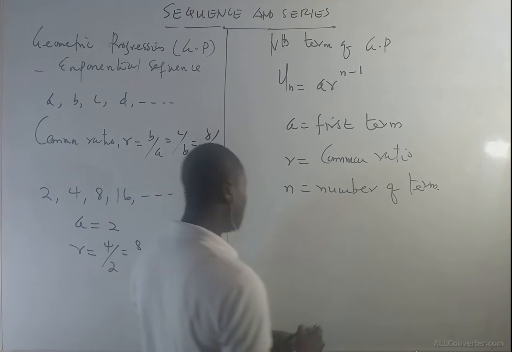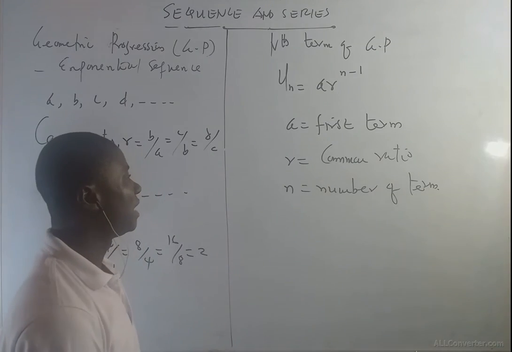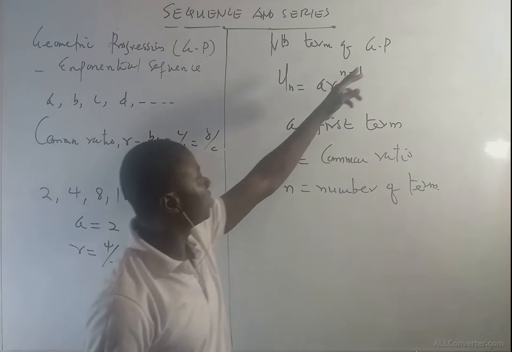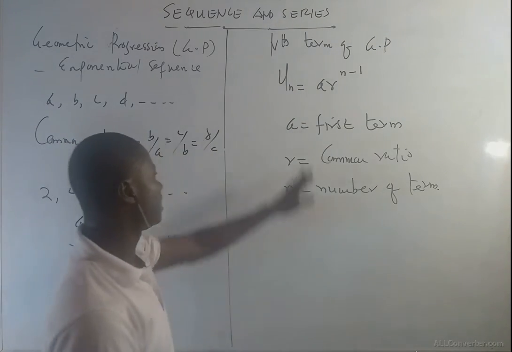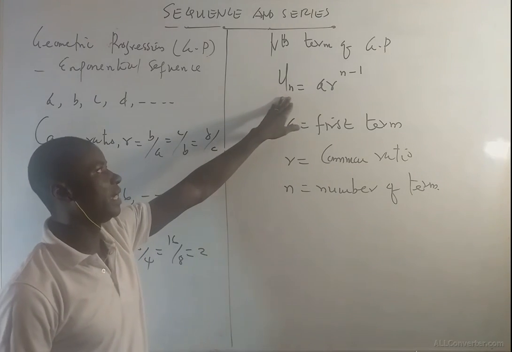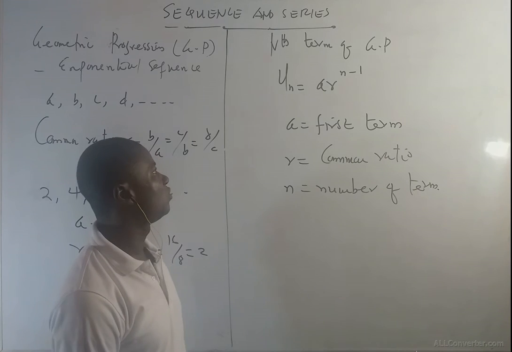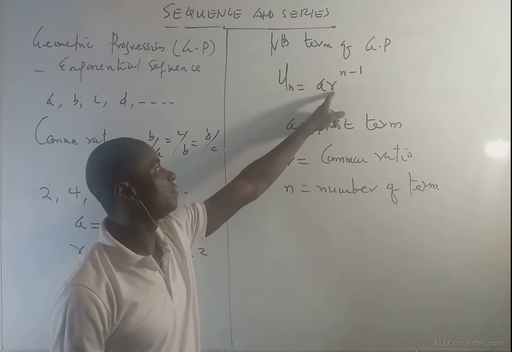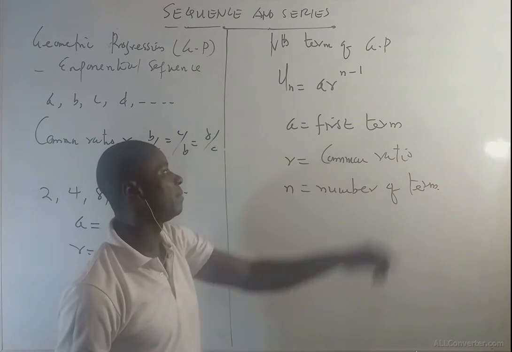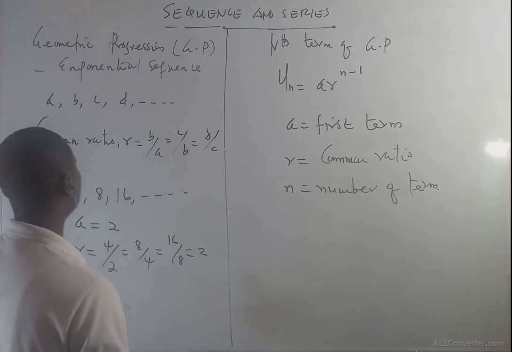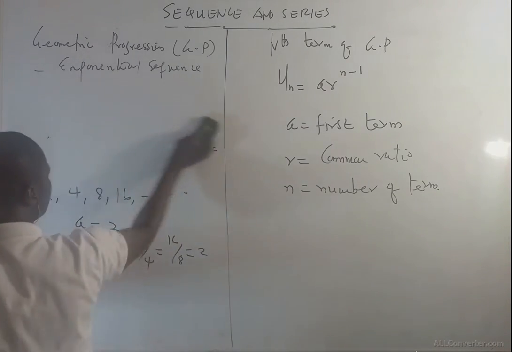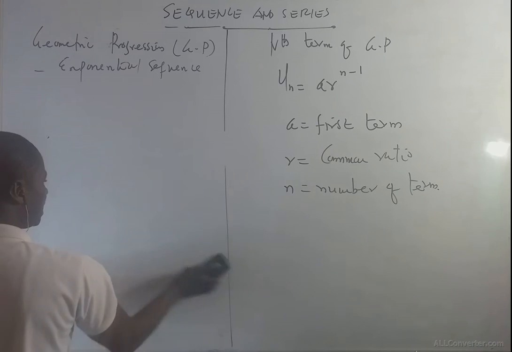So this is the nth term of a geometric progression or the exponential sequence. This is the formula for finding the nth term of a geometric progression or the exponential sequence. A is the first term, R is the common ratio, and n is the number of terms. Now, let's consider an example.